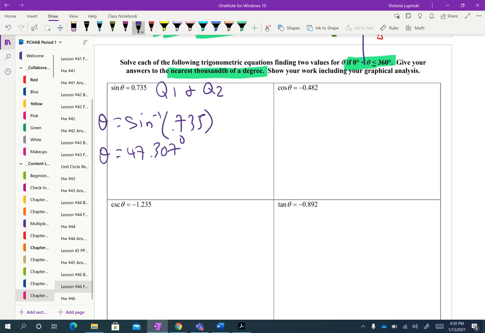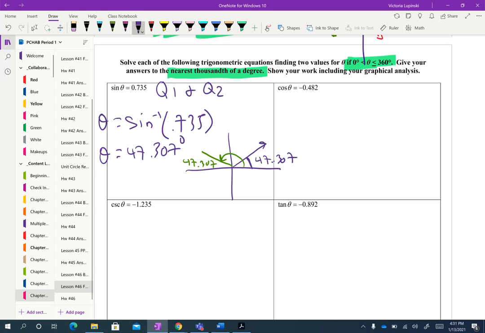So remember, there should be two answers. That's answer number 1, and I'm going to go ahead and sketch that. So 47.307 degrees. Again, you don't have to be super precise. But here would be my first angle, 47.307. And then here's the thing, there has to be a second answer. I know that that second answer has to be in quadrant 2. And I know that whatever that second angle is has to have the same reference angle of 47.307.